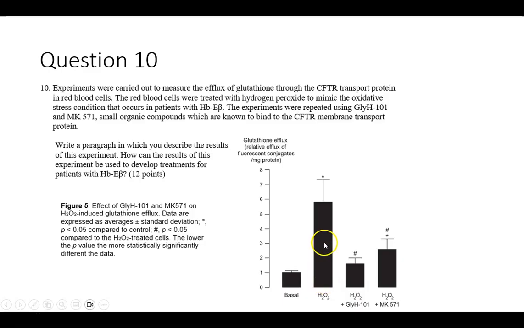Here we have cells that are treated with hydrogen peroxide, so that's going to mimic the stress condition. And then these are GlyH101, MK571. I'm not sure where those names came from, but those are the names of the small compounds which are known to bind to the CFTR membrane transport protein. So we need to make something of these data.